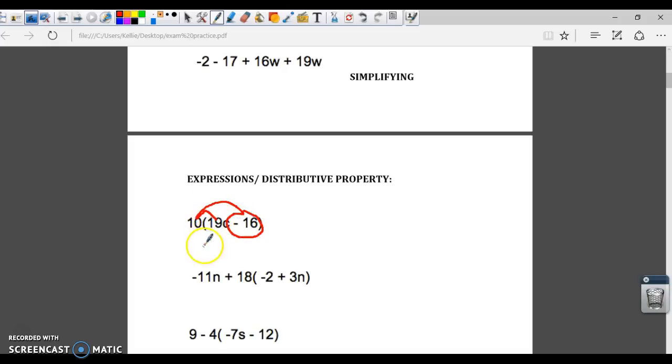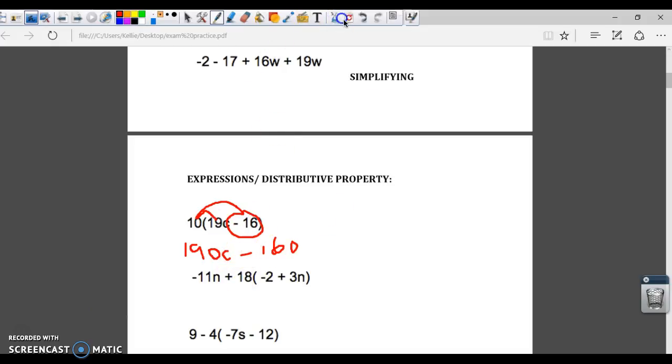So 10 times 19C. If you multiply those together, you should get 190. Don't forget your variable, C. If I multiply the 10 with a negative 16, positive times a negative, I'm going to get a negative 160. And I'm done. So again, this is not doing inequalities or equations where I'm looking for you to determine what the letter equals, what the value of the letter is. These are just combining, and you can't do anything else after that.